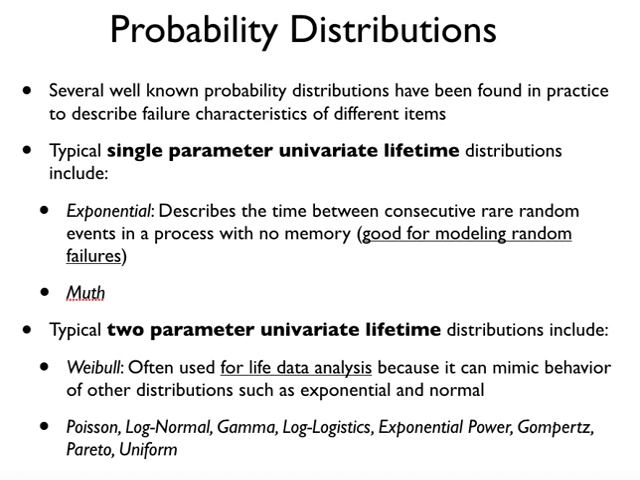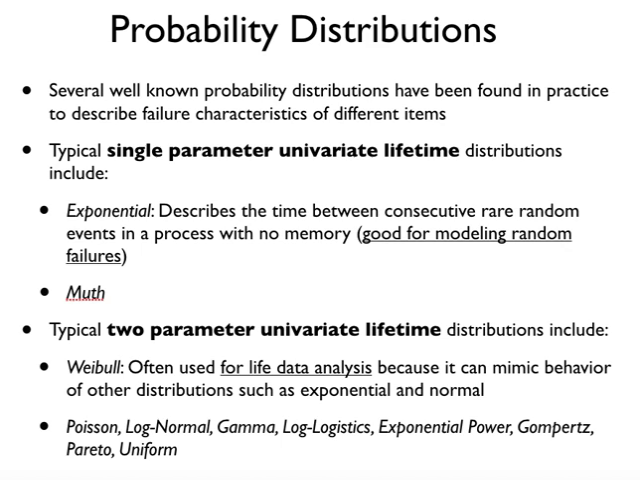There are a variety of distributions that are used to predict the reliability of systems using data. At least the way that I've seen this in the past, they get broken down into two categories. The first is a single parameter univariate lifetime distribution. It's a bit of a mouthful. And by and large, the one that we see in this category, and really the one that we use most of the time, period, is the exponential distribution.